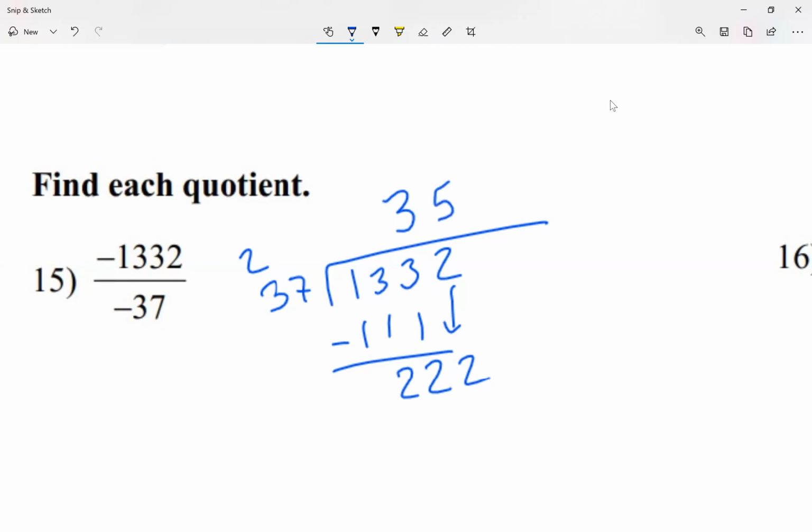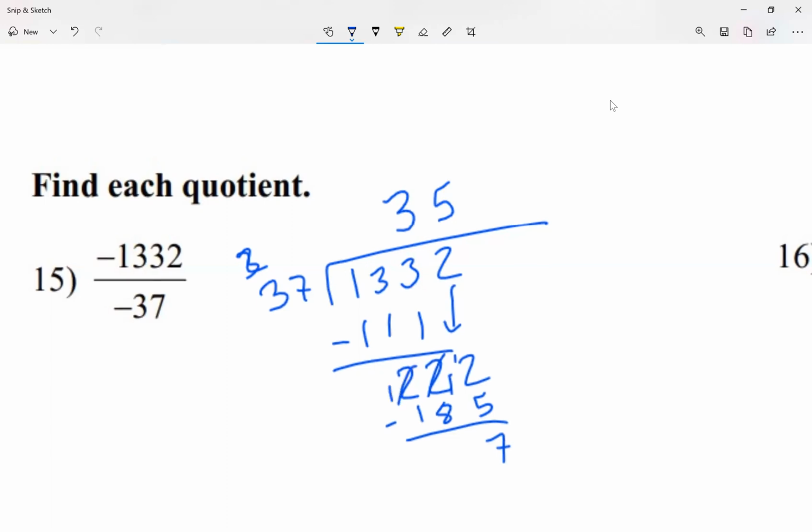5 times 7 is 35. Carry the 30. 5 times 3 is 15, plus the 3 I was carrying is 18. Let me subtract this. Now 2 minus 5 I cannot do, so I have to change this to a 1 and borrow 10. Now 12 minus 5 is 7.